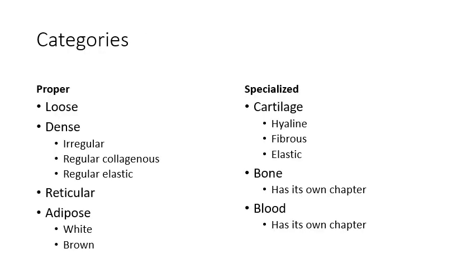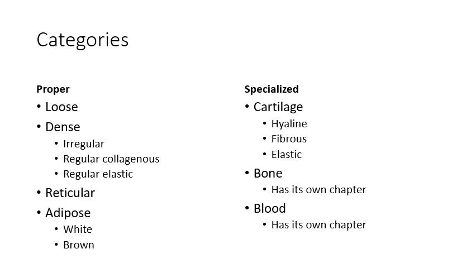And here are your categories of connective tissue. That's divided into proper connective tissues and specialized connective tissues. For your proper connective tissue types, you have loose connective tissue. Then you have dense connective tissue, which also has 3 subtypes: irregular dense connective tissue, regular collagenous dense connective tissue, and regular elastic dense connective tissue. Then you have reticular tissue and adipose tissue, which is fat tissue. There are 2 subtypes of adipose tissue, white adipose and brown adipose tissues. So we'll go through each of those.